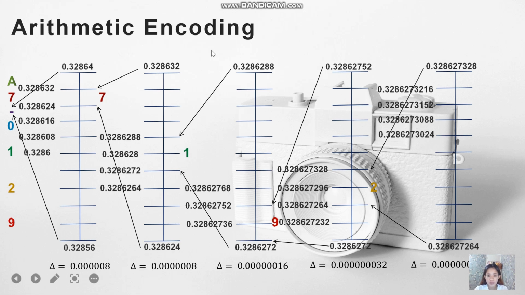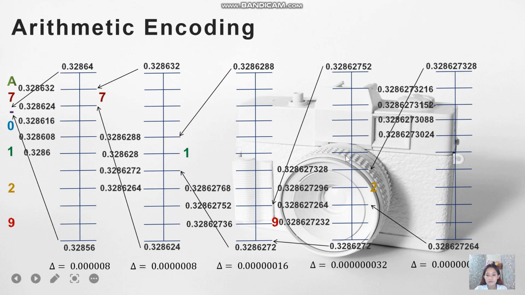And then we add it with equal for the upper boundary. And then we get 0.3286272 for the upper boundary and 0.3286272, which is the lower boundary of number 9. Expand it again. We focus on the number 2, which will be the next number to be encoded. And the value added in every level here is 0.00000032.